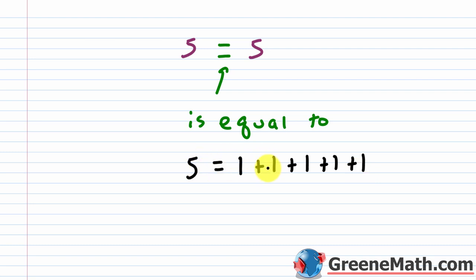We have the same amount of money, or an equal amount of money. So 5 is equal to, or the same as, 1 plus 1 plus 1 plus 1 plus 1. At the end of the day, the value on each side is 5.